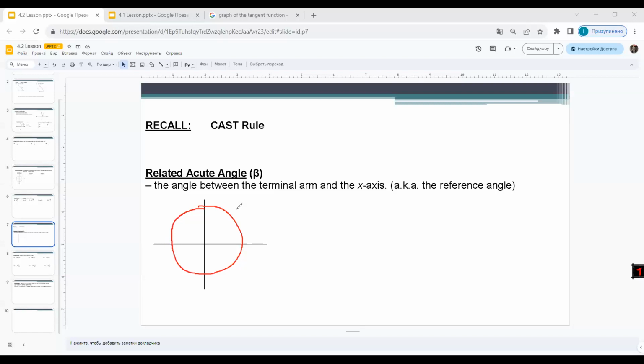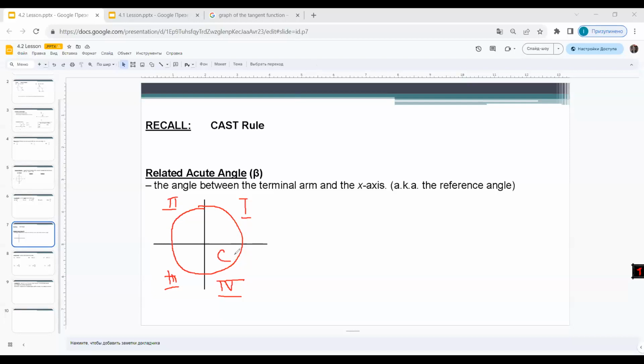Basically, CAST rule stands for cosine, all, sine, and tangent. So basically, how do I position CAST in the 4 quadrants? Quadrant number 1, quadrant number 2, quadrant number 3, and quadrant number 4. How do we position CAST in these 4 quadrants?